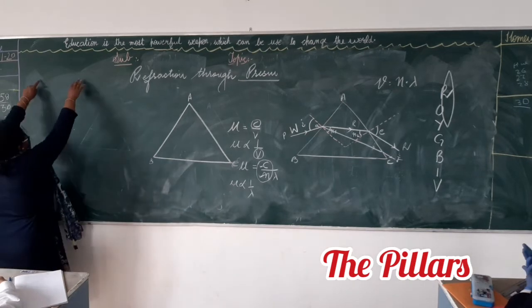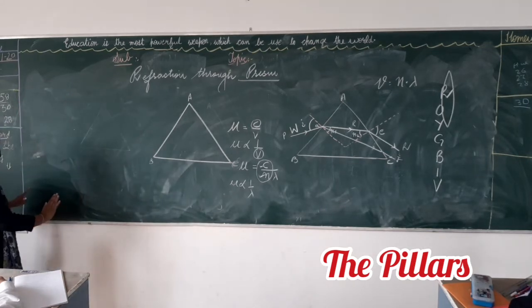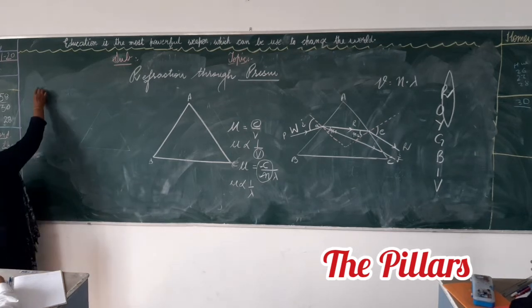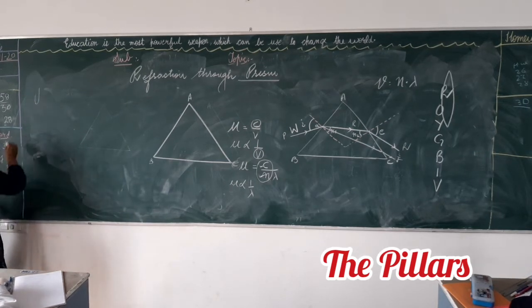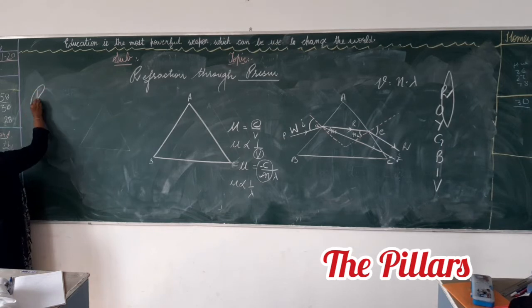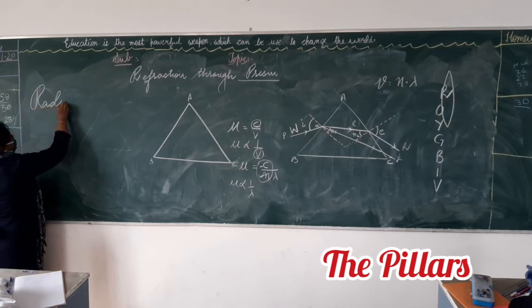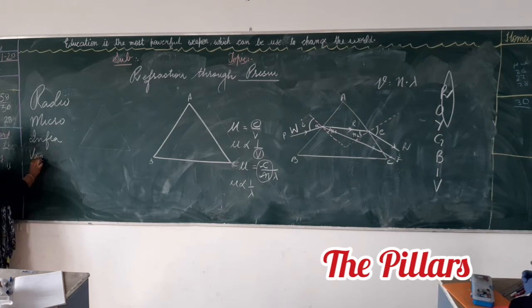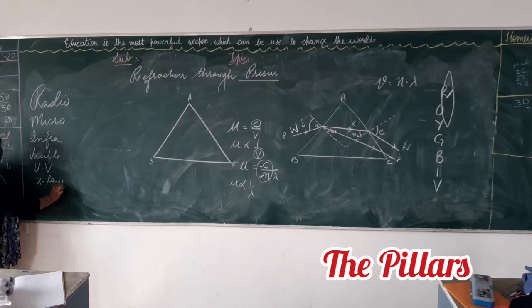When we talk about the spectrum of electromagnetic waves, number 1, radio waves. Microwaves. Infrared. Visible. UV. X-rays and gamma.